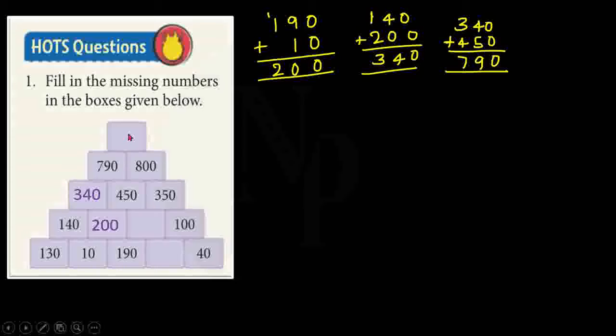Now to get the number to be filled in this box, which is the topmost position in this arrangement, 790 plus 800, the sum you get will be filled in this box. Let us find that. 790 plus 800.